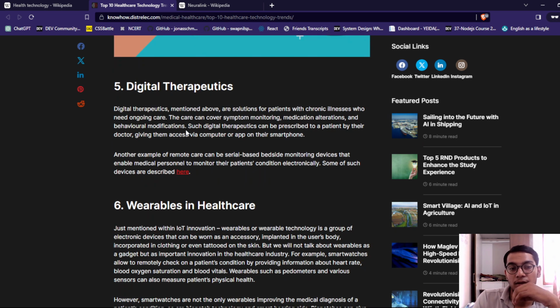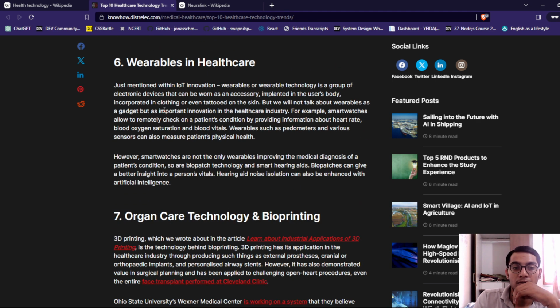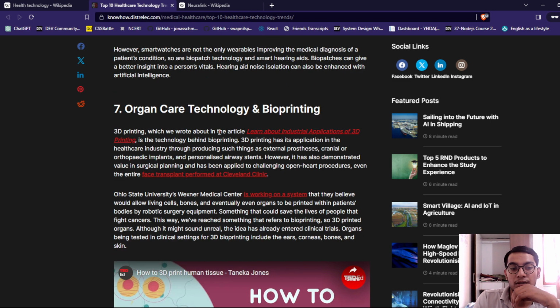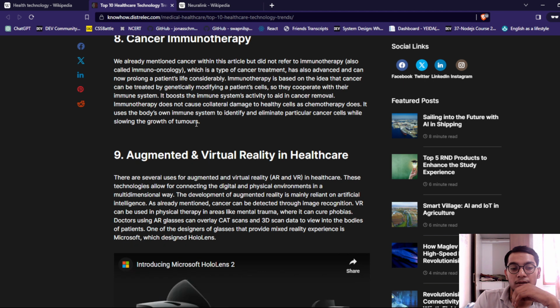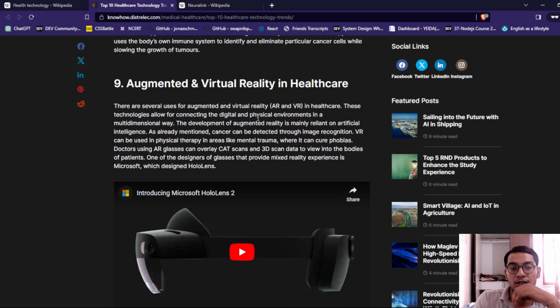Digital therapeutics is mentioned as a solution for patients with chronic illness. Wearables in healthcare, organ care technology, bioprinting, cancer immunotherapy, augmented and virtual reality in healthcare. How can we use the development of augmented reality? Artificial intelligence uses CAT scan and 3D scan data to view the patient's body. One designer made glasses that provide a mixed reality experience.